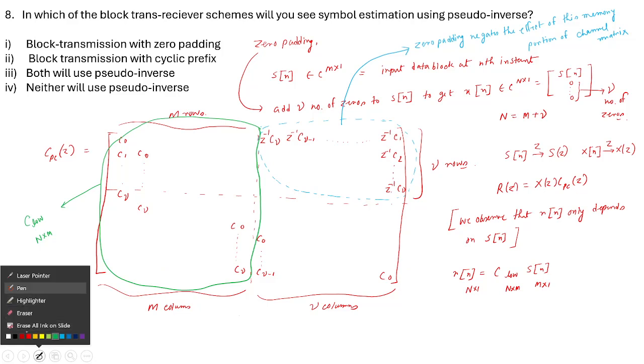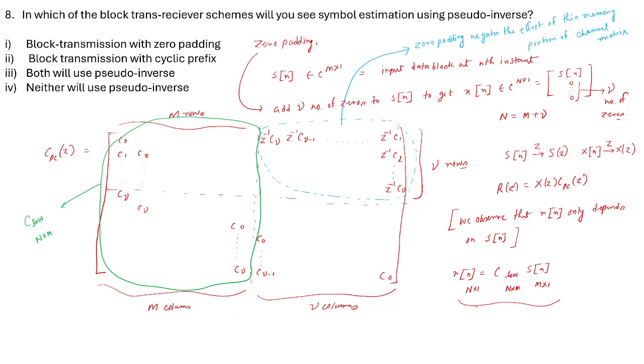Okay, and this overdetermined system here is solved using the least square approach, where we obtain the estimate of Sn, S hat of n, as follows.